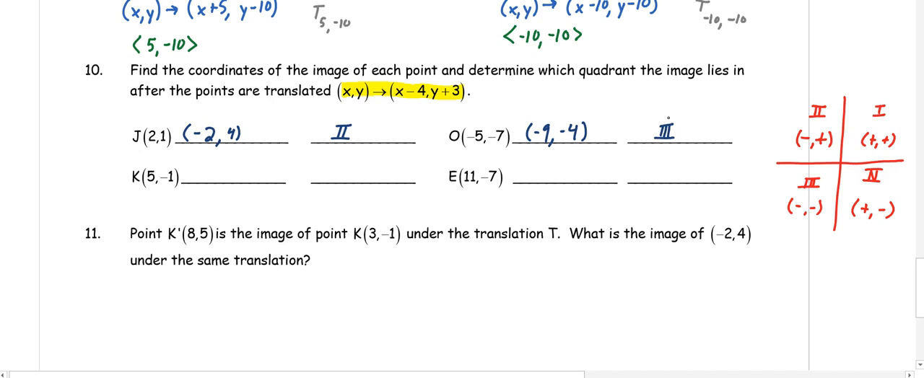K, (5, negative 1). So 5 minus 4 is 1. Negative 1 plus 3 is 2. So this is in my first quadrant. E, 11 minus 4 is 7. And negative 7 plus 3 is negative 4. So this is my fourth quadrant.